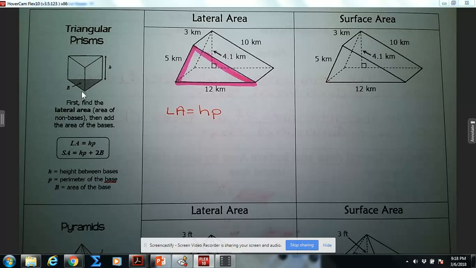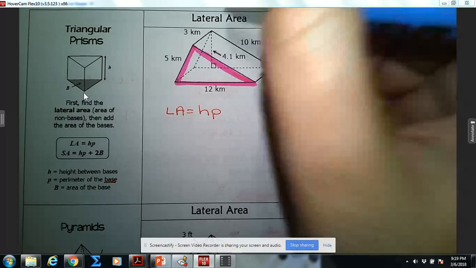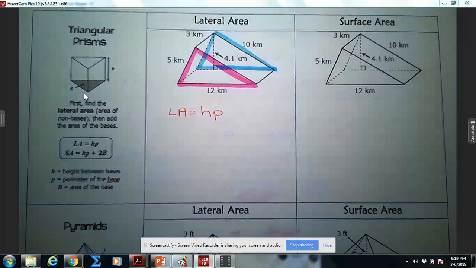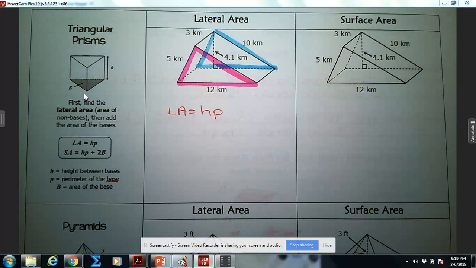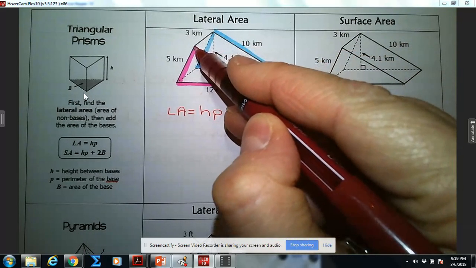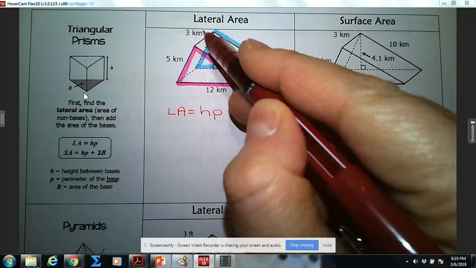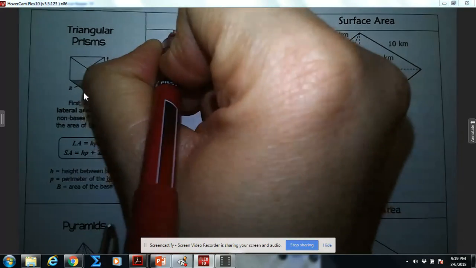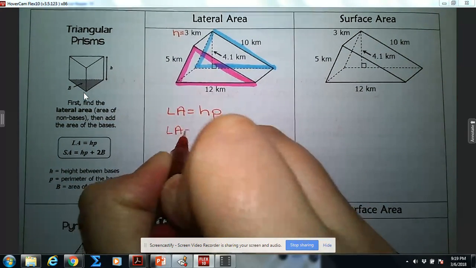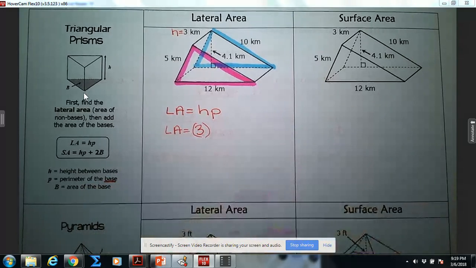There's its parallel partner. I'm going to highlight that in blue. Its parallel partner is here. This blue triangle. There's your second base. So one base on the top, one base on the bottom. Okay. Now, the h in this formula says it's the height between the bases. So I'm going up here to this 3. Check that out. Between the pink base and the blue base is the number 3. 3 is our height for the lateral area. That is the height between the bases.